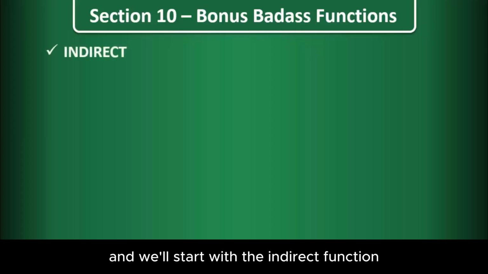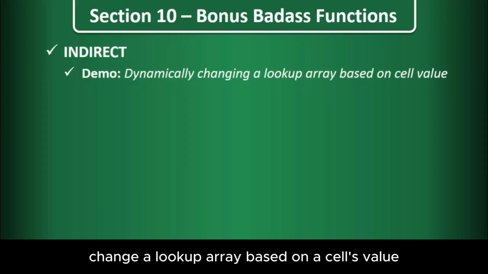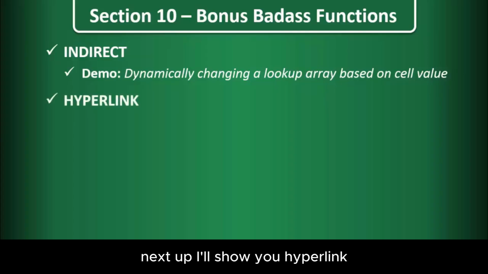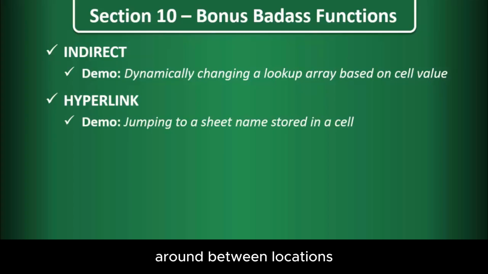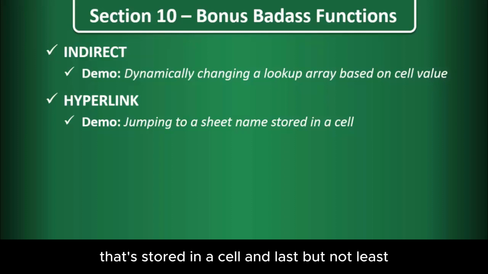So this section is going to be really hands-on. We're going to focus on demos and project showcases. We'll start with the indirect function, then jump into Excel, and we'll show you how to dynamically change a lookup array based on a cell's value, which can be a really, really useful trick in certain contexts. Next up, I'll show you hyperlink, which is basically how you allow people to bounce around between locations within your worksheets and workbooks. The demo for this case will be jumping to a sheet name that's stored in a cell.